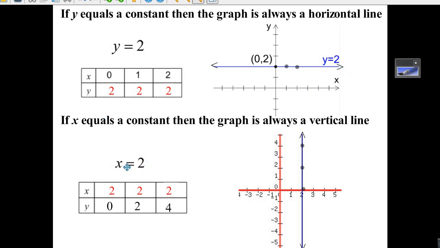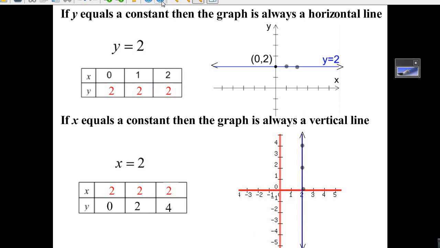Now this actually turns out not to be a function because you've got an x value that's got lots of different y values, so it's not a function. But x equals 2, all you do is go to x equals 2 and then make a vertical line there. If y is 0, x is 2. If y is 2, x is 2. If y is 4, it doesn't matter what y is. X is always 2, and that's a vertical line right there.